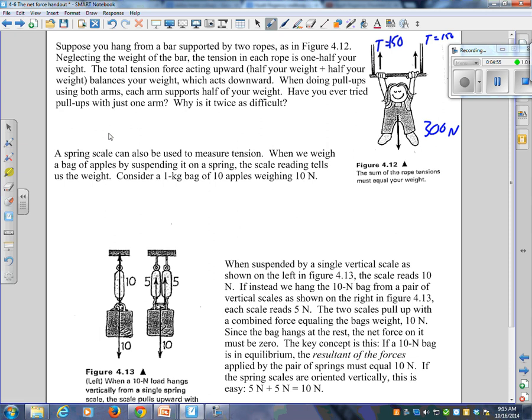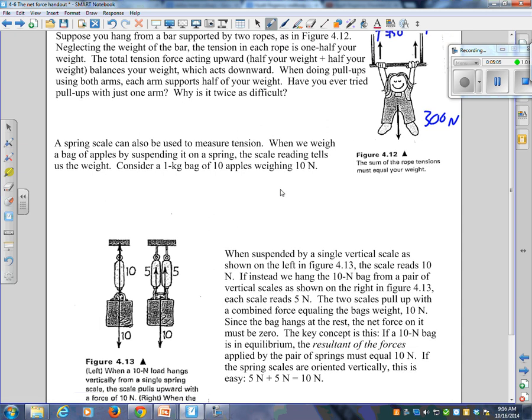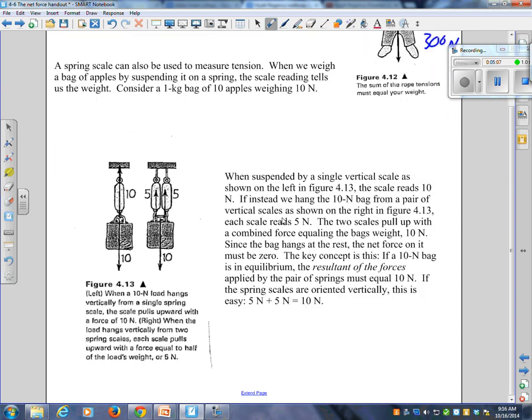A spring scale can also be used to measure tension. When we weigh a bag of apples by suspending it on a spring, the scale reading tells us the weight. Consider a 1 kilogram bag of 10 apples weighing 10 newtons. When suspended by a single vertical scale, as shown on the left in figure 4.13, the scale reads 10 newtons. But if instead we hang the 10 newton bag from a pair of vertical scales, as shown on the right in figure 4.13, each scale reads only 5.